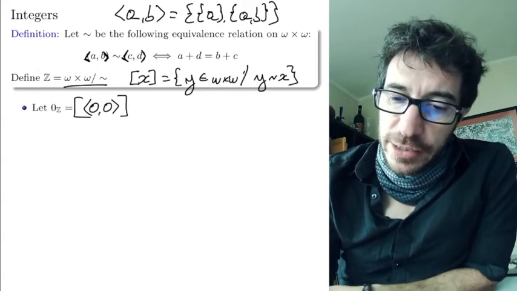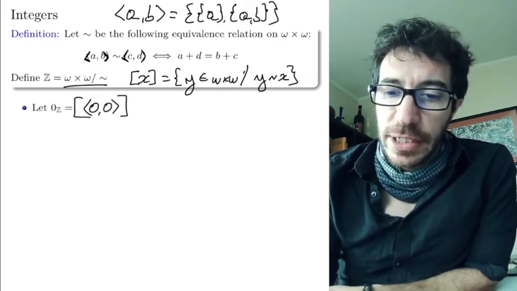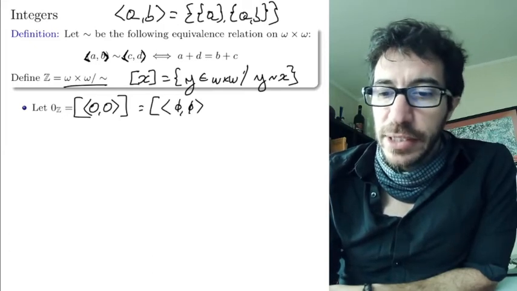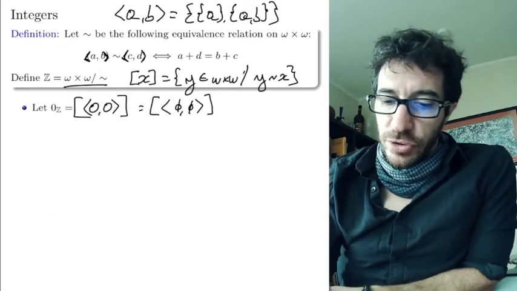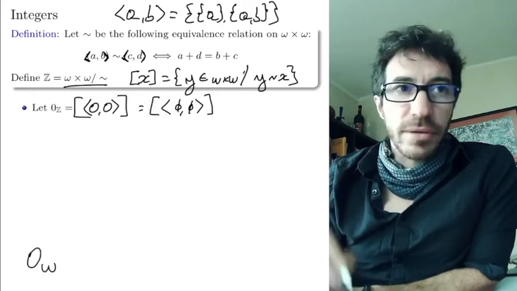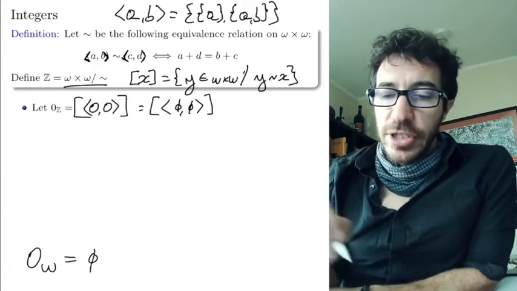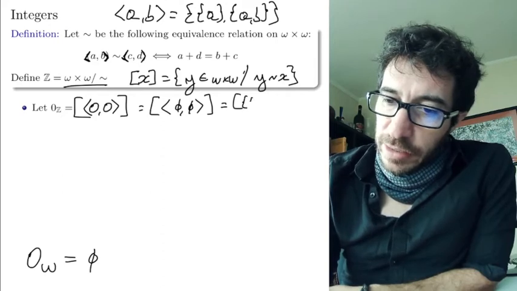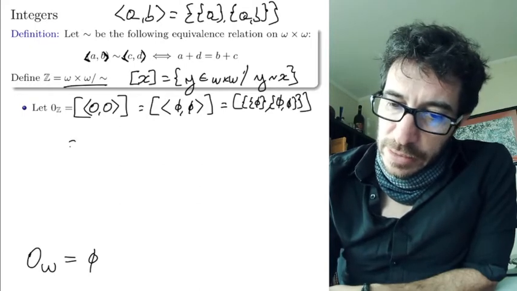And these zeros here are the zeros of the natural numbers, right? So what we mean here is the class of the pair empty set, empty set. Remember that the empty set is the one that represents the 0 of the natural numbers. Yeah, so the 0 of the natural numbers, omega, is just the empty set. And this is the equivalence class. And if you want, you can decode that: the pair is the set that contains this and contains this, which is the same as the equivalence class of the pair of empty sets.